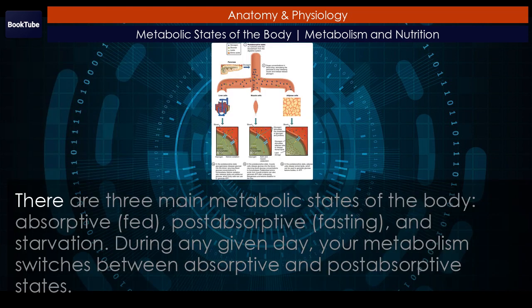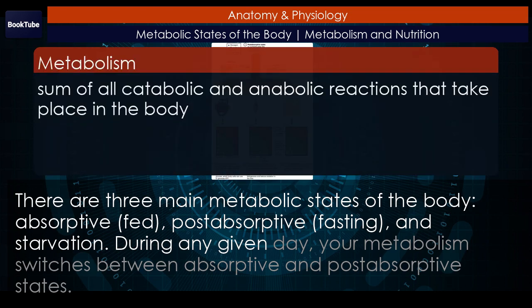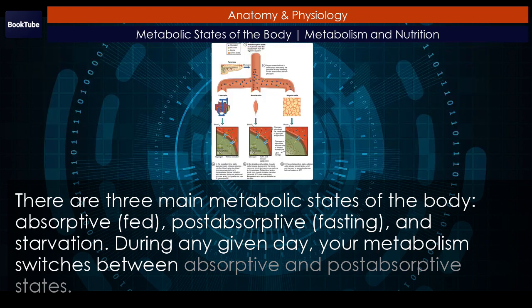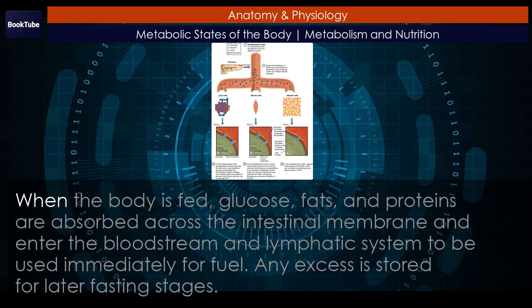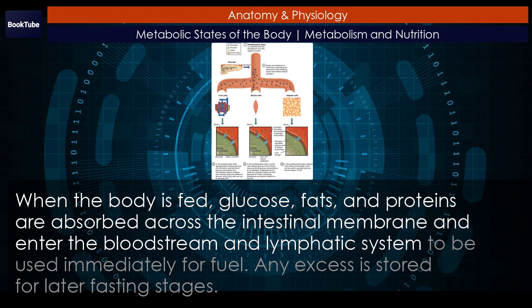Chapter Review. There are three main metabolic states of the body: absorptive, fed; post-absorptive, fasting; and starvation. During any given day, your metabolism switches between absorptive and post-absorptive states. Starvation states happen very rarely in generally well-nourished individuals. When the body is fed, glucose, fats, and proteins are absorbed across the intestinal membrane and enter the bloodstream and lymphatic system to be used immediately for fuel. Any excess is stored for later fasting stages.